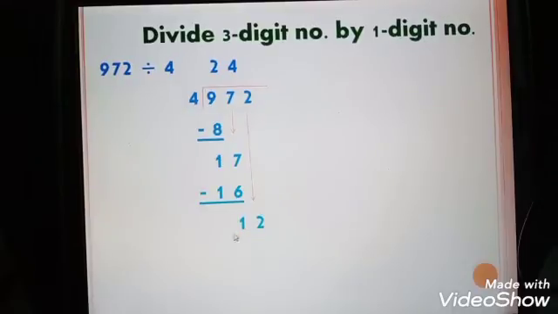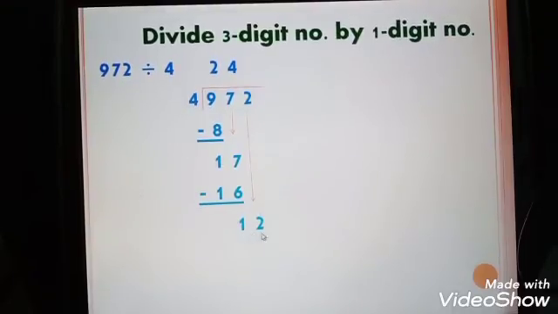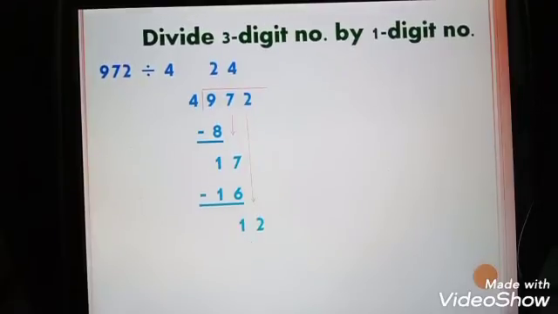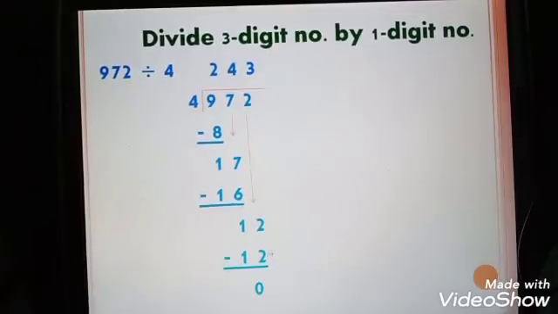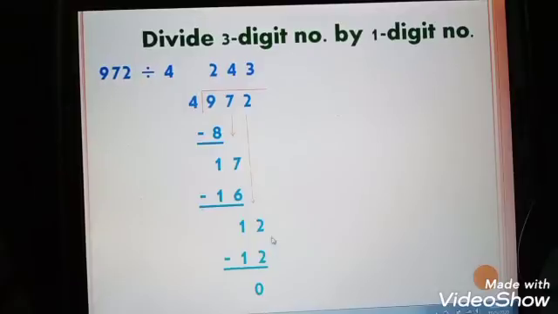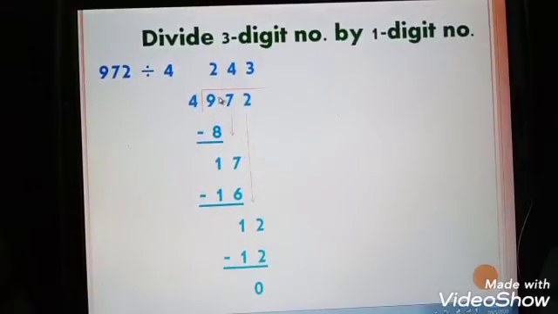It becomes 12. Now, in table of 4, 12 comes how many times? 3 times. 4 3 are 12. So, we will write 4 3 are 12. So, here 3 in quotient and 12 minus 12 is 0. So, your answer is 243.